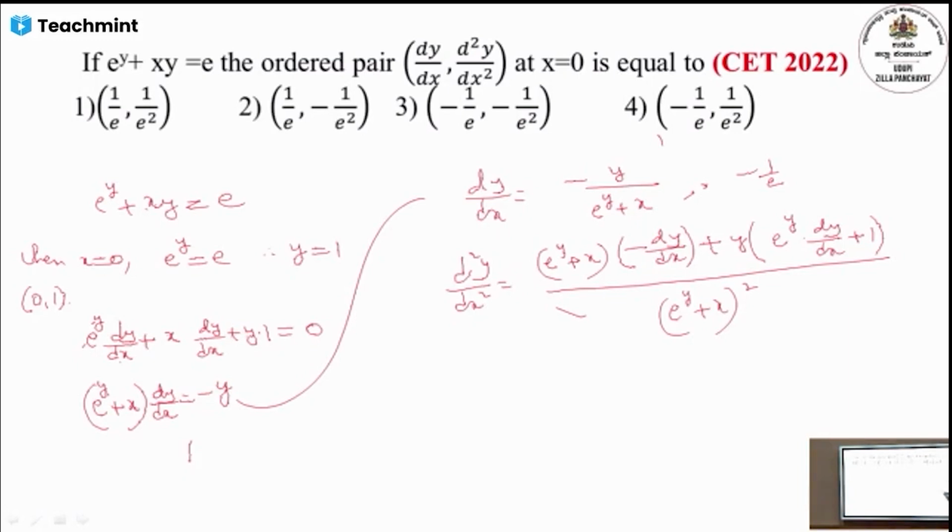So what remains is here. It is 1 by e, so minus. So both are negative. Third option is the correct option. Minus 1 by e. Here, can you see that this becomes 0? Because dy by dx is minus 1 by e. e gets cancelled. Here what remains is e into minus 1 by e. e gets cancelled, minus 1 remains. So this is what you get.